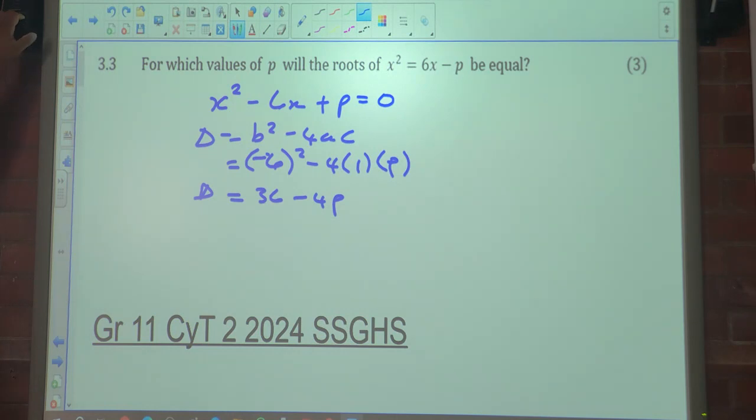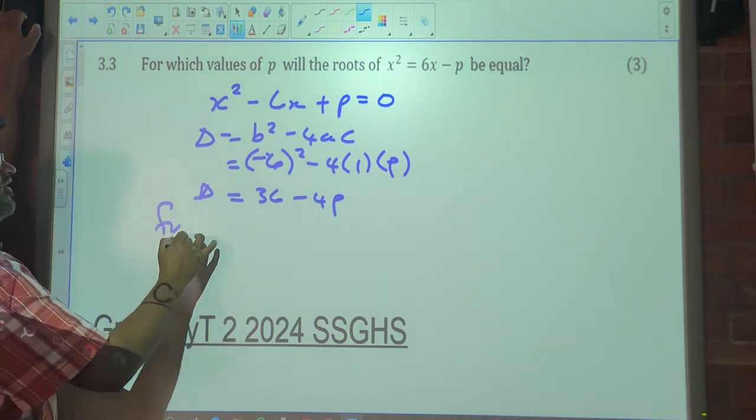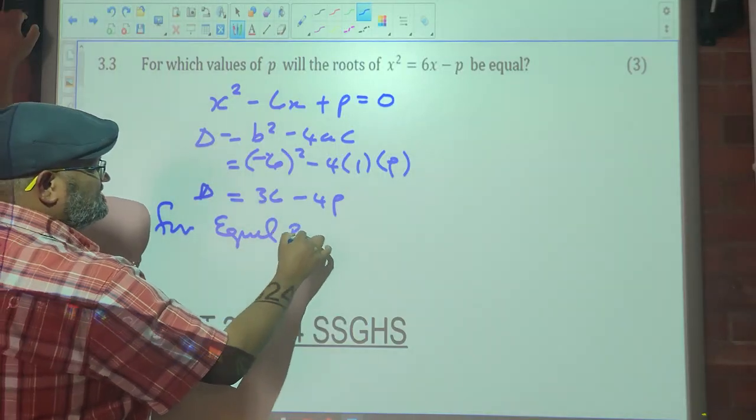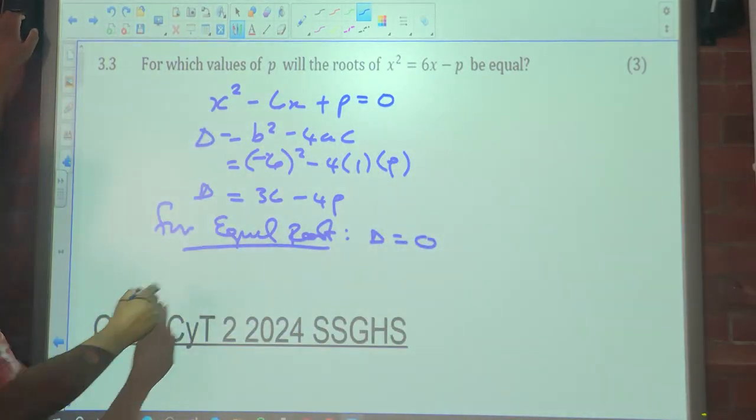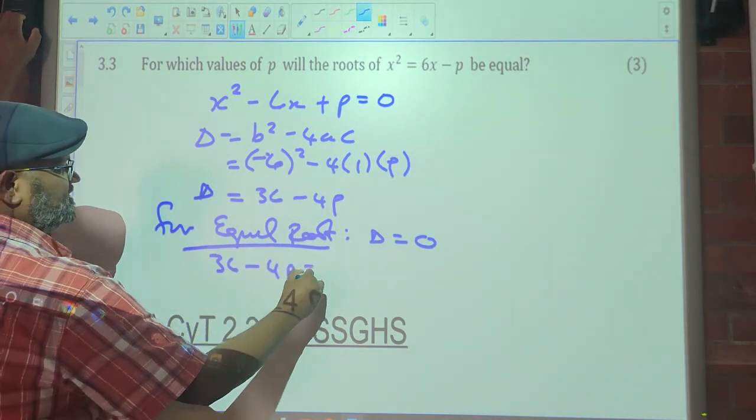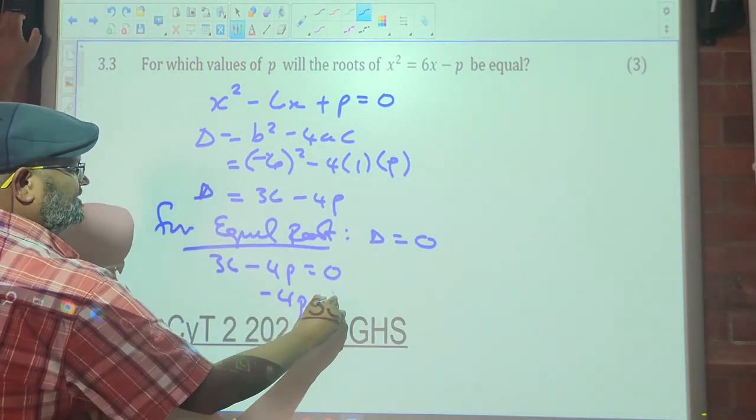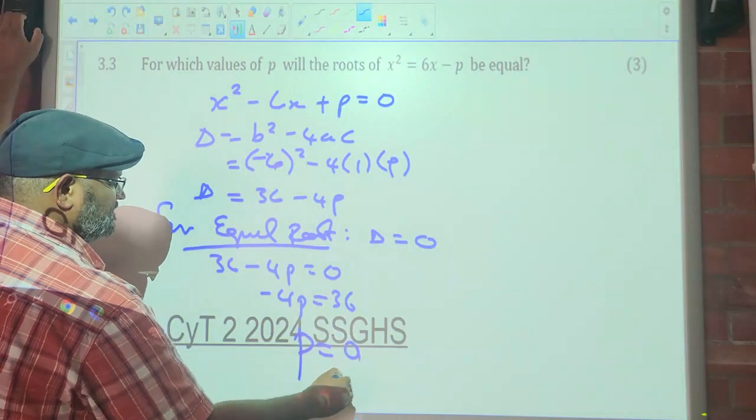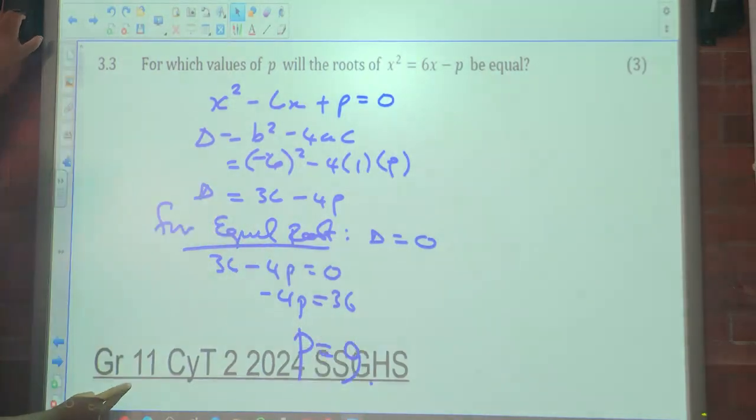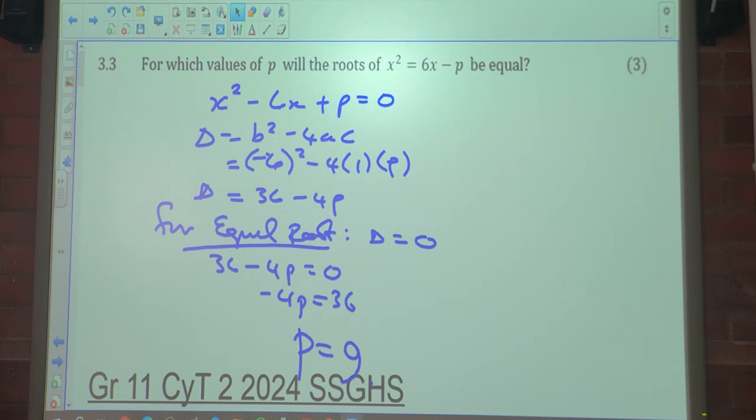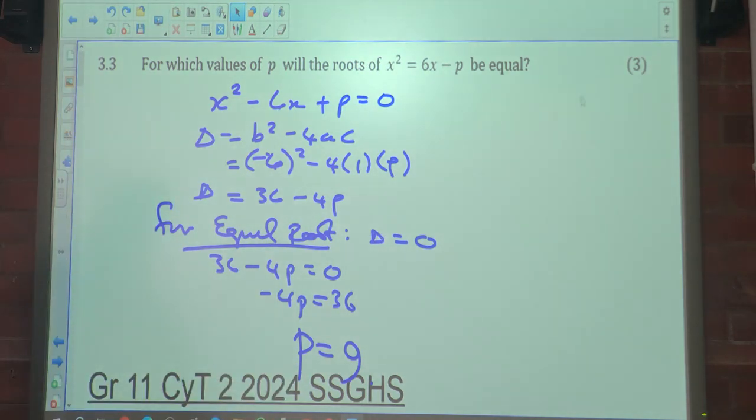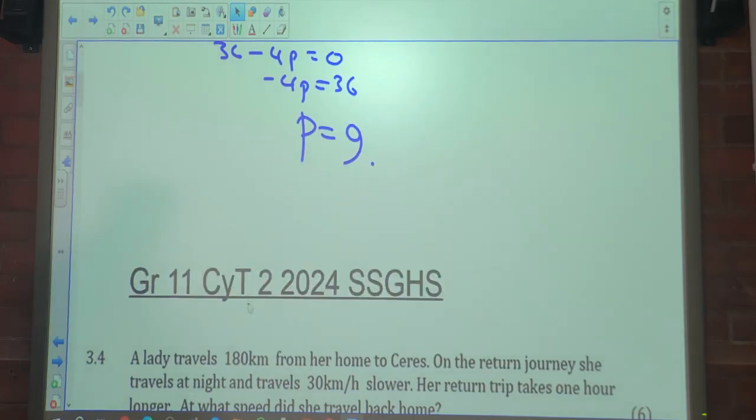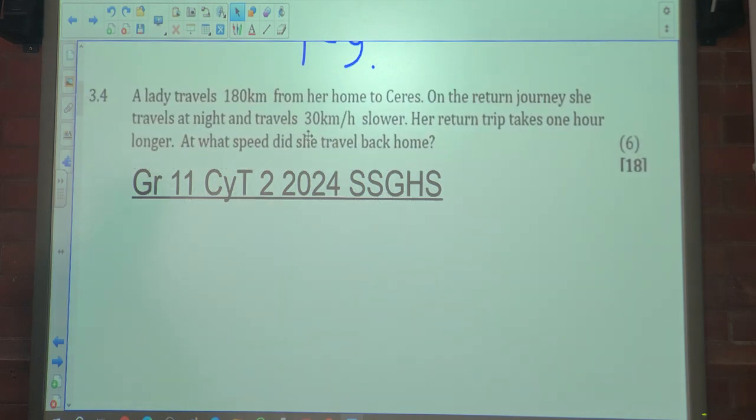1 mark. Now, for equal roots, what do we know? Delta is equal to 0. Which means to say that 36 minus 4p is equal to 0. Negative 4p is equal to negative 36. p is of course equal to 9. So 1 mark there and 1 mark here. If that 0 comes in from nowhere, then you get 2 out of 3, provided you got 9 for p.